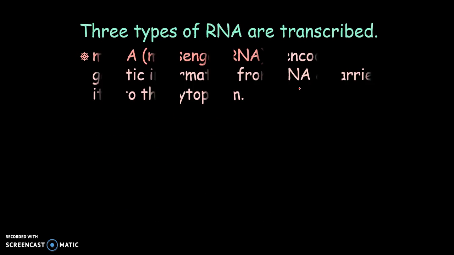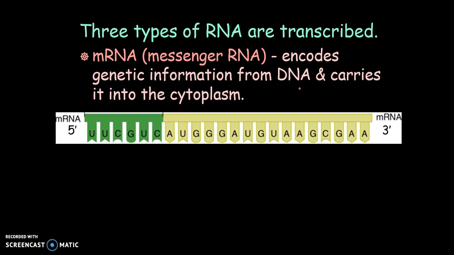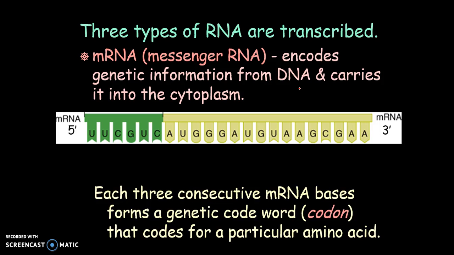Okay, so mRNA is what is made in transcription. This is messenger RNA. It's going to take the message from the DNA and take it to the cytoplasm, to the ribosome, in order to get translated into a protein. Every 3 bases is going to be a codon. These 3 bases are a codon, and that's what's going to code for a particular amino acid.